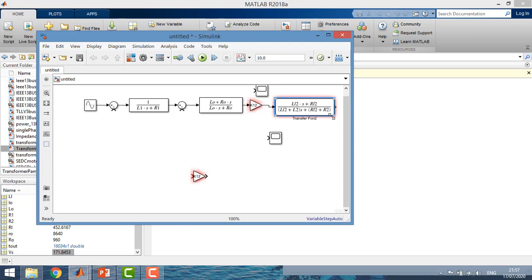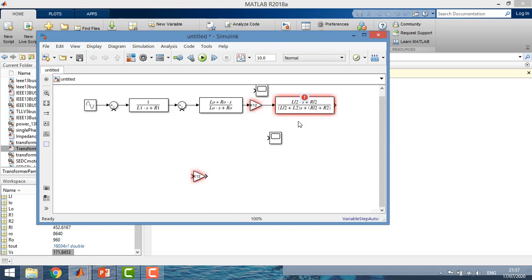Okay, let's make it a little bit bigger. It's easier for the viewers to capture the parameters defined inside the transfer function block.